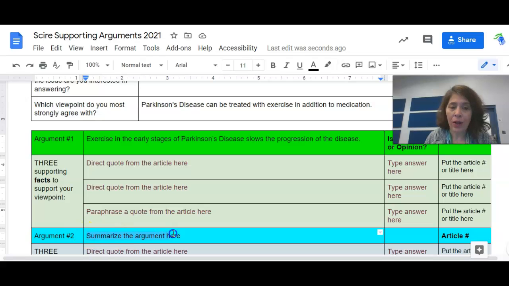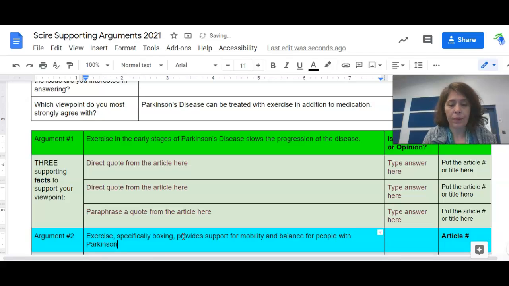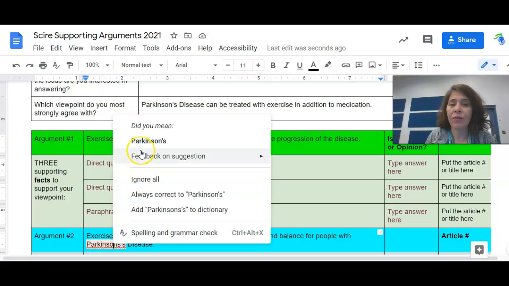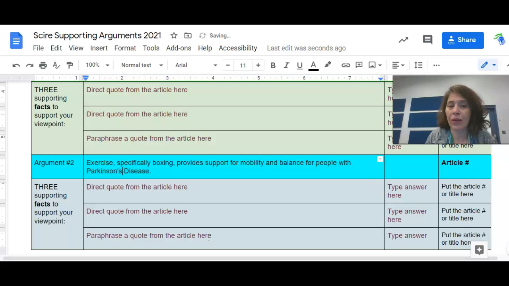Another pile of my note cards talks all about how exercise, specifically boxing, provides support with mobility and balance for people with Parkinson's disease. So exercise, specifically boxing, provides support for mobility and balance for people with Parkinson's disease. So I should have several cards that have information that support this idea of mobility and balance.